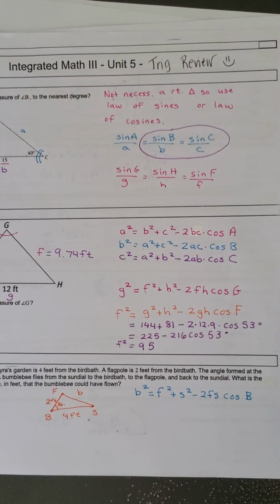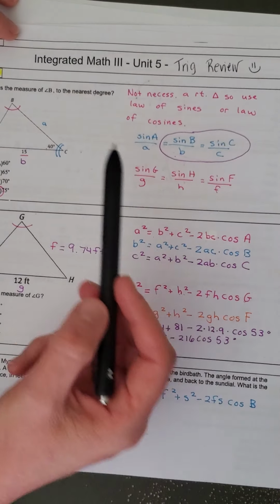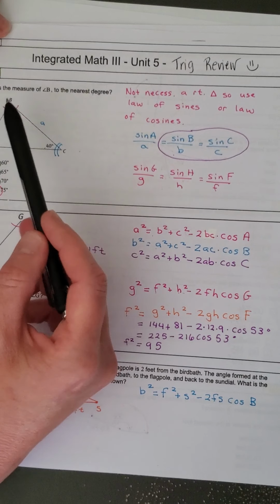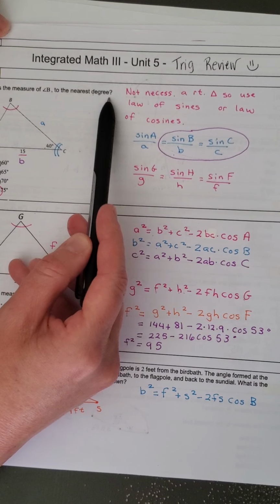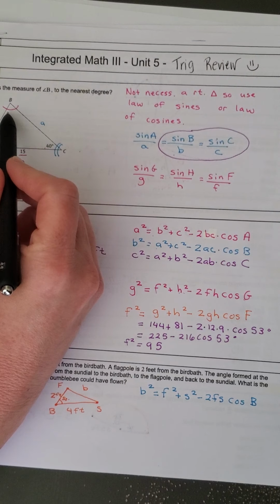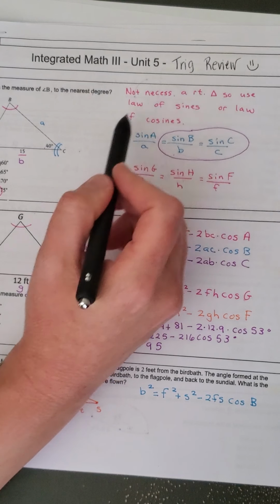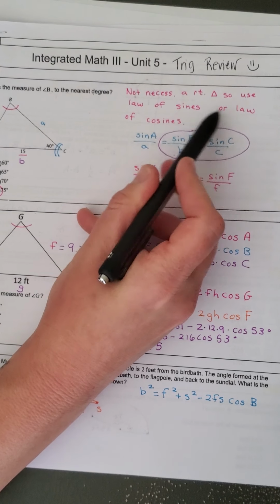All right, guys, welcome to the full Unit 5 trig review. So I'm going to start these problems as if we haven't looked at them yet. The first one says, what is the measure of angle B to the nearest degree? To do that, because we don't know if this is a right triangle, we can use either law of sines or law of cosines.